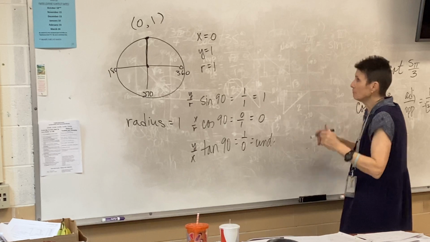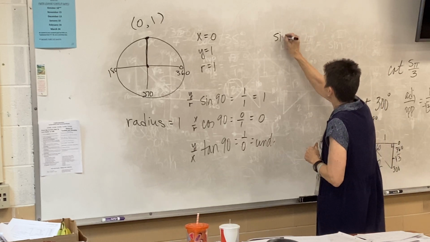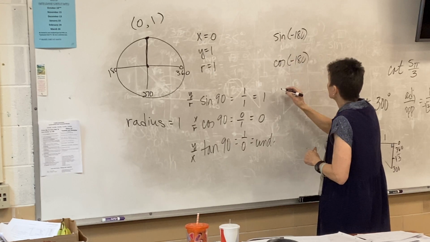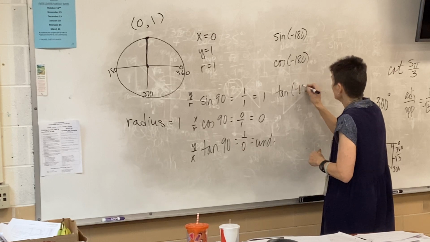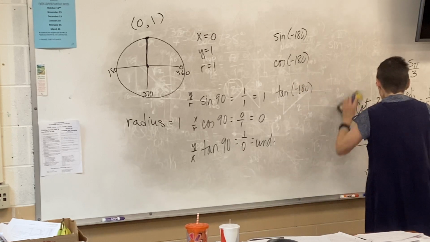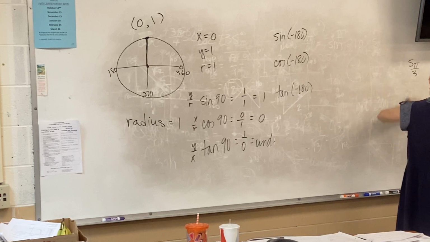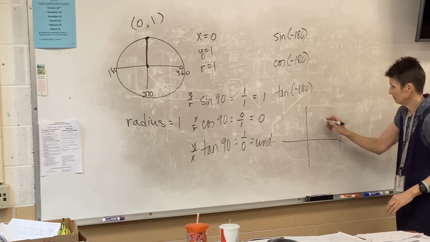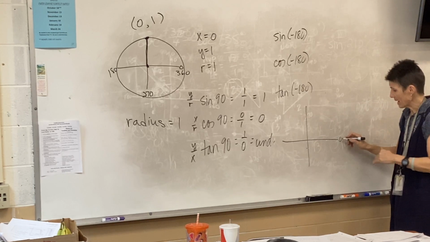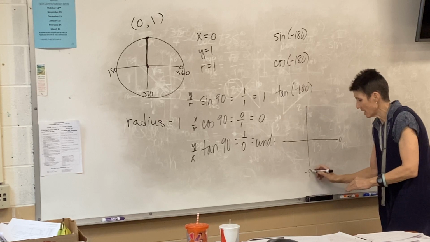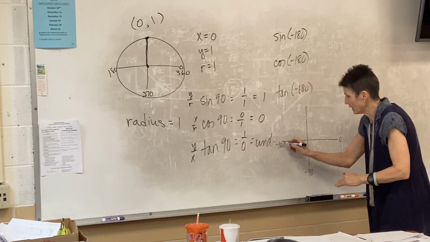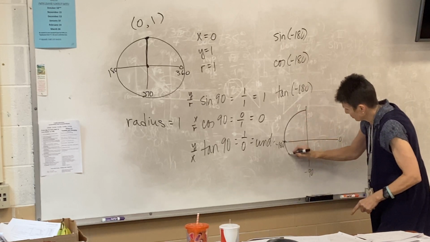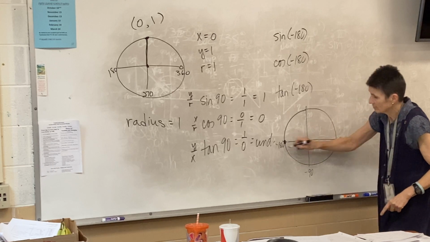Next one is negative 180. So I'm going to draw negative 180. Where is the angle negative 180? Well, look at your setup here. Negative means I go down. So 0, this is negative 90. Here is negative 180, right here. So on my circle, I'm right here.